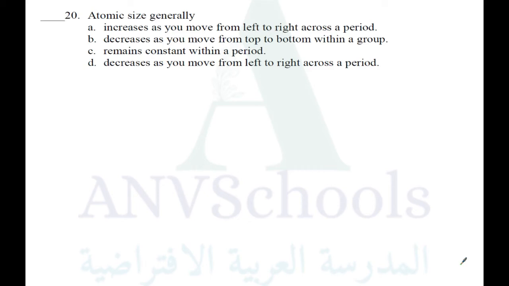Atomic size generally increases as you move from left to right across a period, decreases as you move from top to bottom within a group, remains constant within a period, decreases as you move from left to right across. Generally, it's more general, so there are some anomalous trends that will be described partly by electron configuration. We can explain why that anomalous behavior is observed.